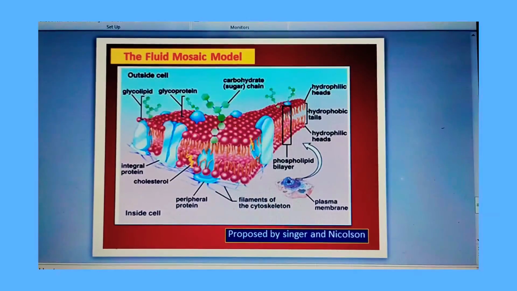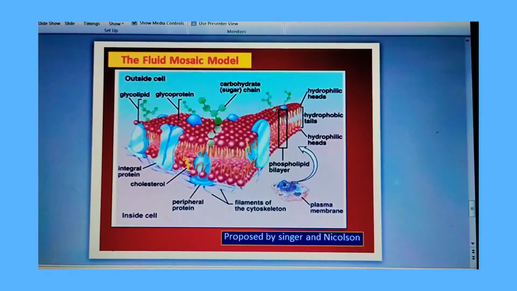So this entire slide was about the modern concept of the plasma membrane.